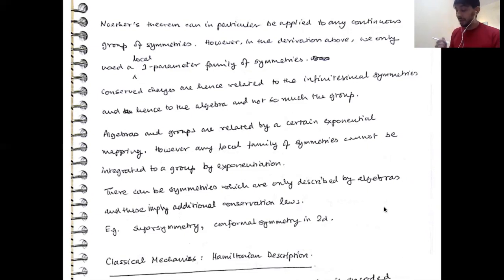And there actually can be symmetries that are described by algebras alone, and these imply additional conservation laws. There are examples, some things that you may have heard of before, something called supersymmetry, which relates bosons with fermions and so on. And there's also the very fun case of conformal symmetry in 2 dimensions, which, if you are interested in, I have a whole course that I gave last time around. So for those who are interested, you can look into that.